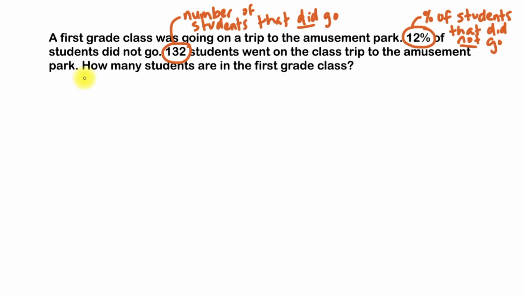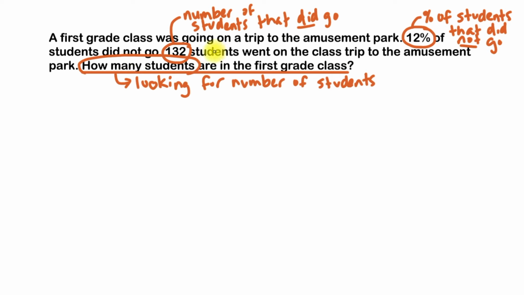And the next sentence is the question we're actually being asked. So let's underline that. So they're asking for how many students. And when they say how many students, it sounds like they're asking for the total number of students. So let's make a note of that.